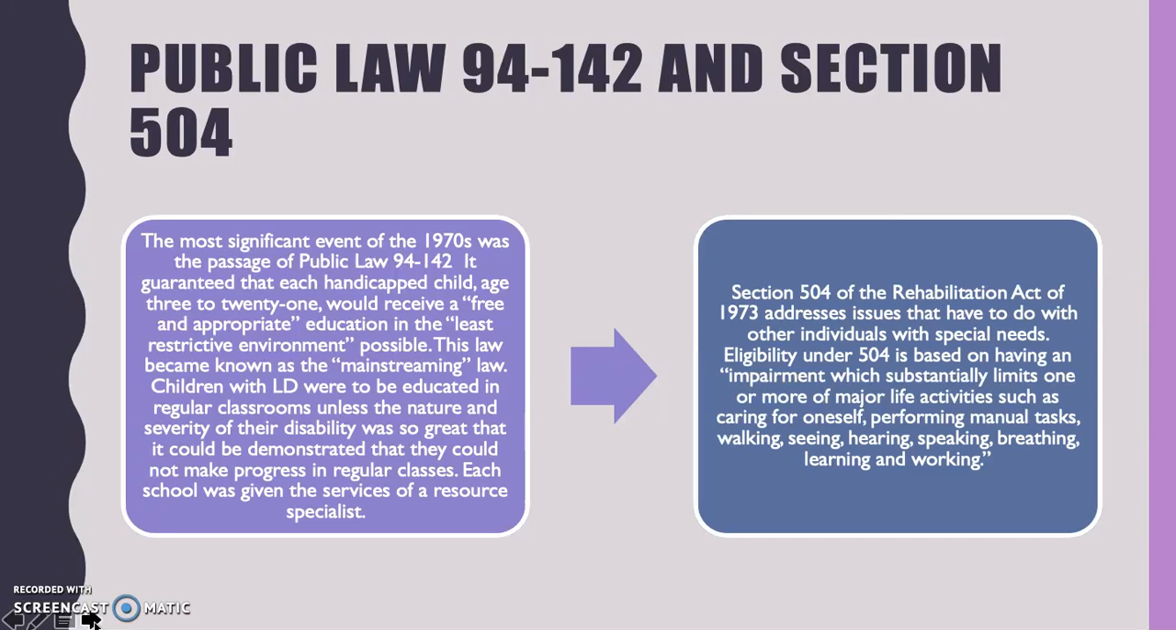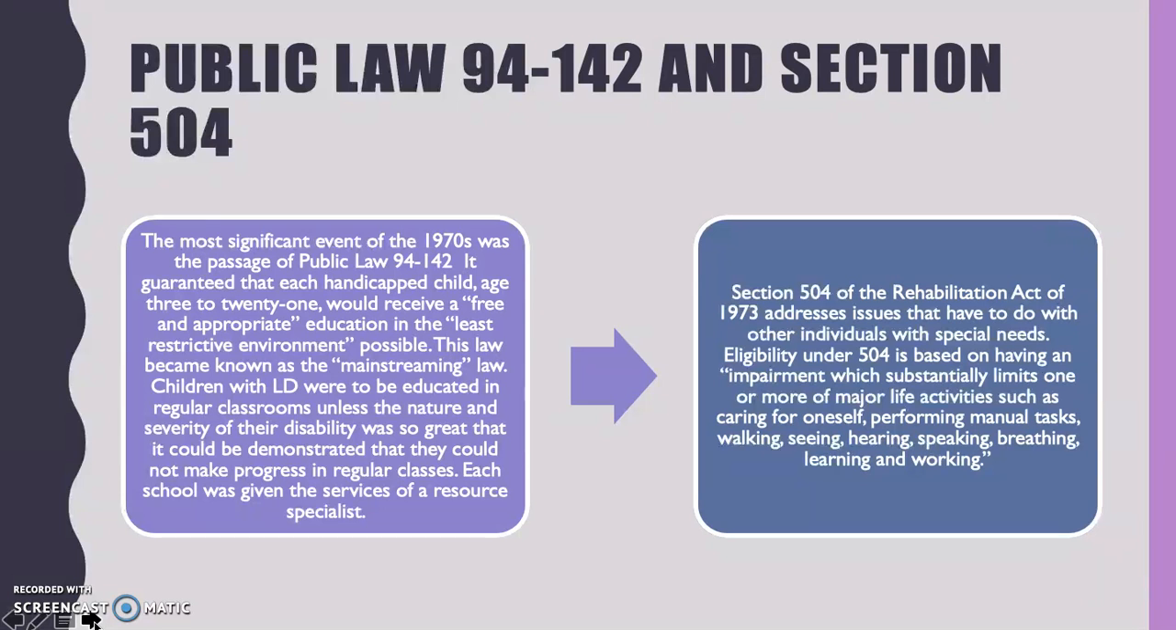Public Law 94-142 and Section 504. The most significant event of the 1970s was passage of Public Law 94-142. It guaranteed that each handicapped child age 3 to 21 would receive a free and appropriate education in the least restrictive environment possible. This law became known as the mainstreaming law. Children with LD were to be educated in regular classrooms unless the nature and severity of their disability was so great that it could be demonstrated that they would not make progress in regular classes.